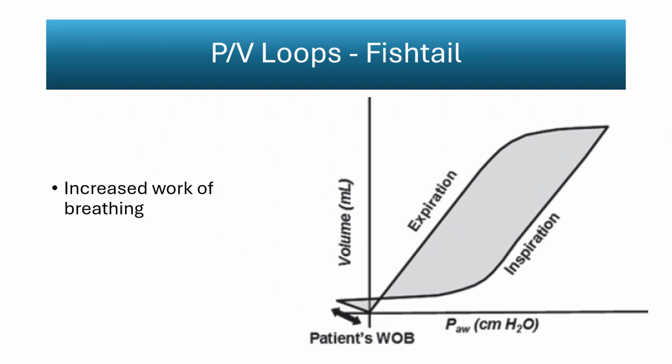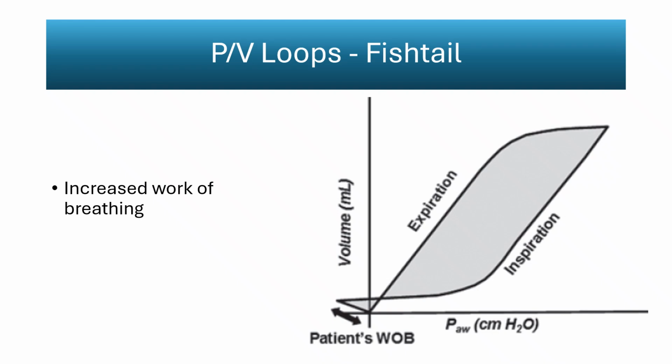A small fishtail indicates minimal effort, while a larger one shows that the patient must generate more negative pressure to trigger the breath. This increased work of breathing may occur when trigger sensitivity is too low, when there is significant auto-positive end expiratory pressure that must be overcome, or when the patient's inspiratory muscles are working against resistance.